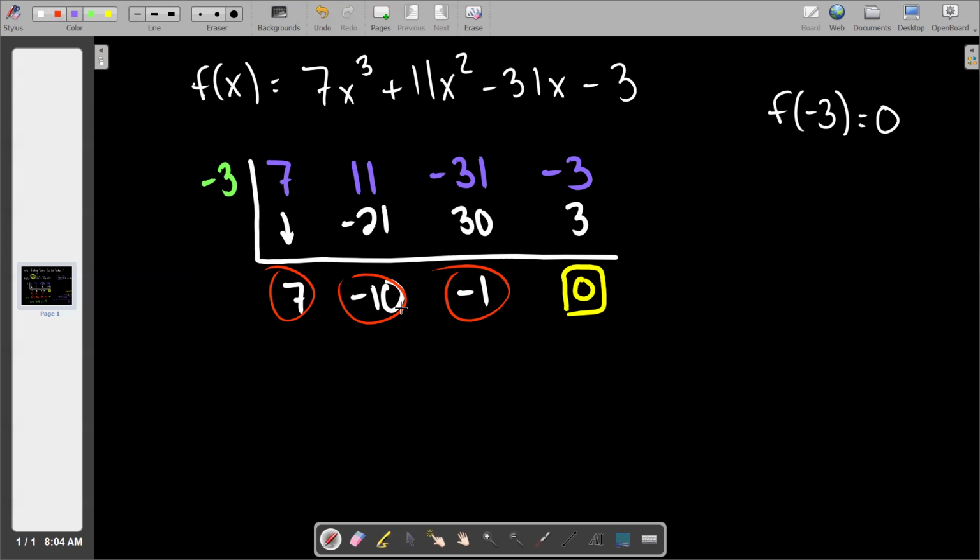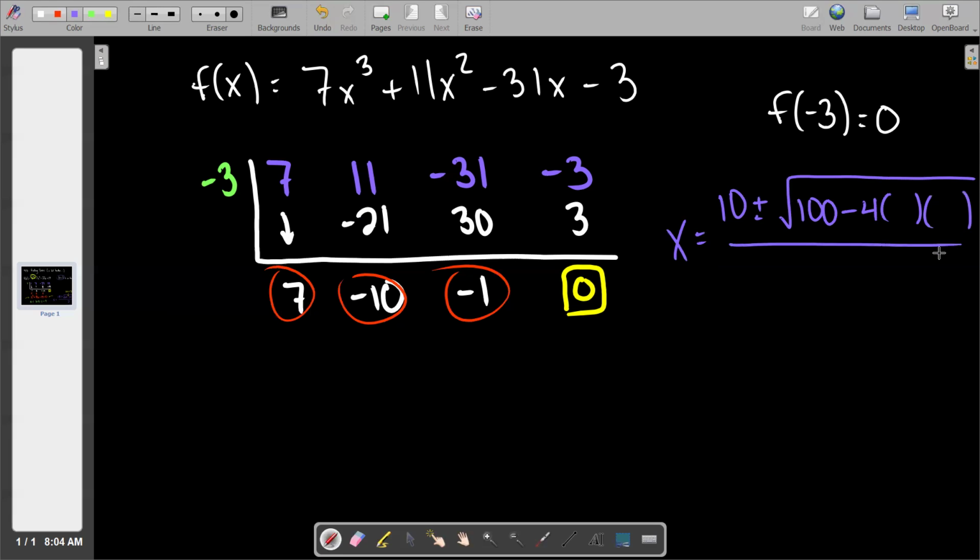So we know who A, B, and C are because they're in the red circles. So let's do this. X equals what? 10. Plus or minus, big long square root sign. First in the square root, 100 minus 4 times a couple of numbers, all divided by 14. Good. And again, if you do this with me, I'm going to skip those parentheses every time. So just so you know.